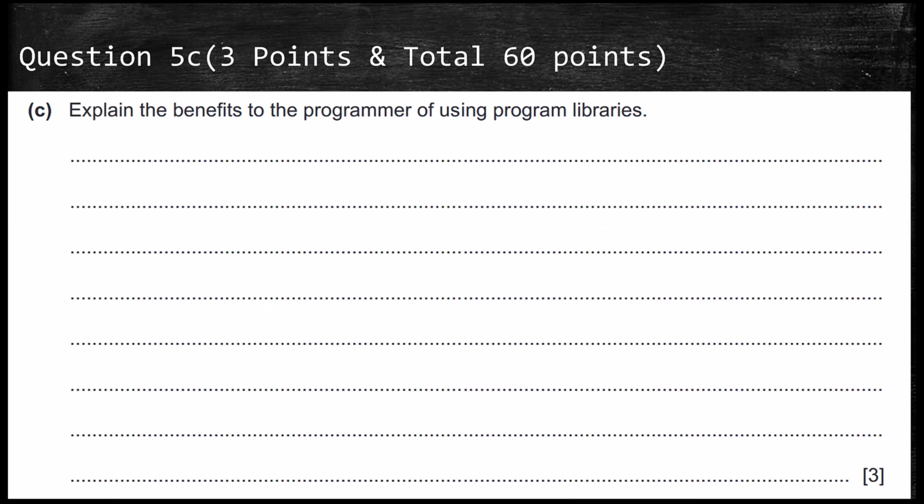Now, question 5C is explain the benefits to the programmer of using program libraries. This will bring us to 60 points. Now, there are two types of libraries they could ask you about. That is dynamic link libraries and static libraries. Yes, we're going to answer this question, but I want to give you all the information you're going to need to help make you successful.